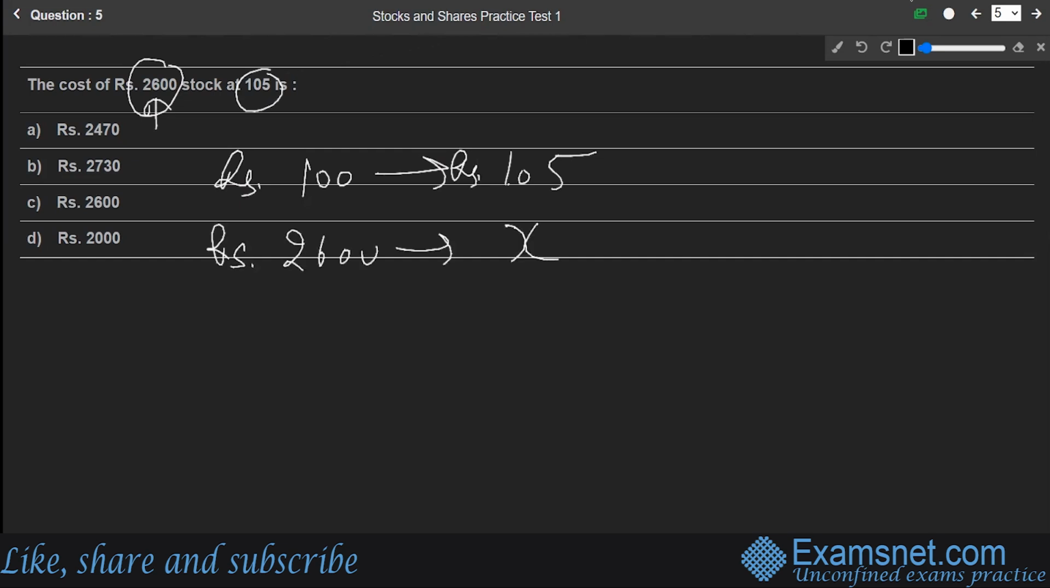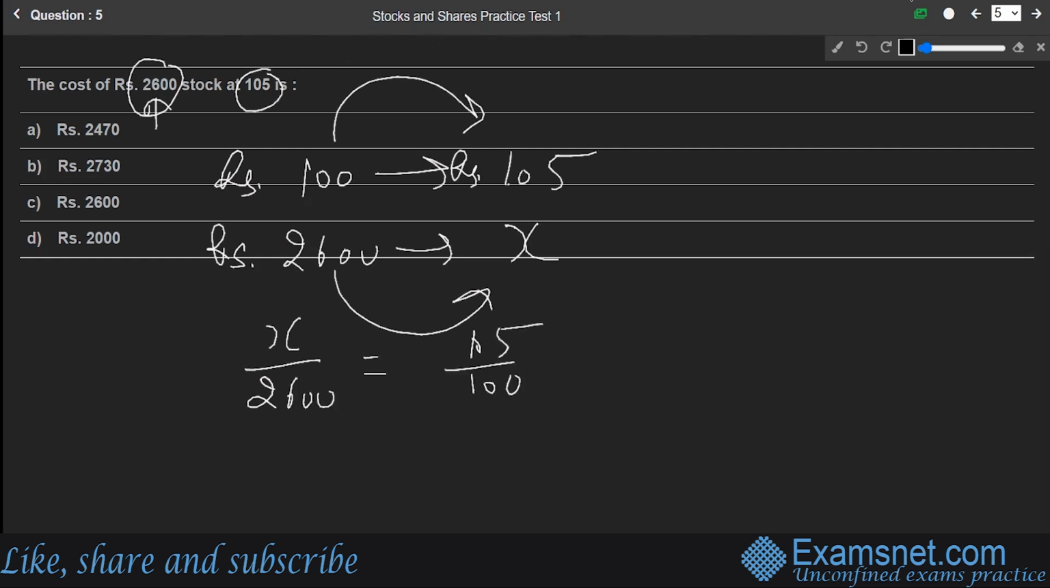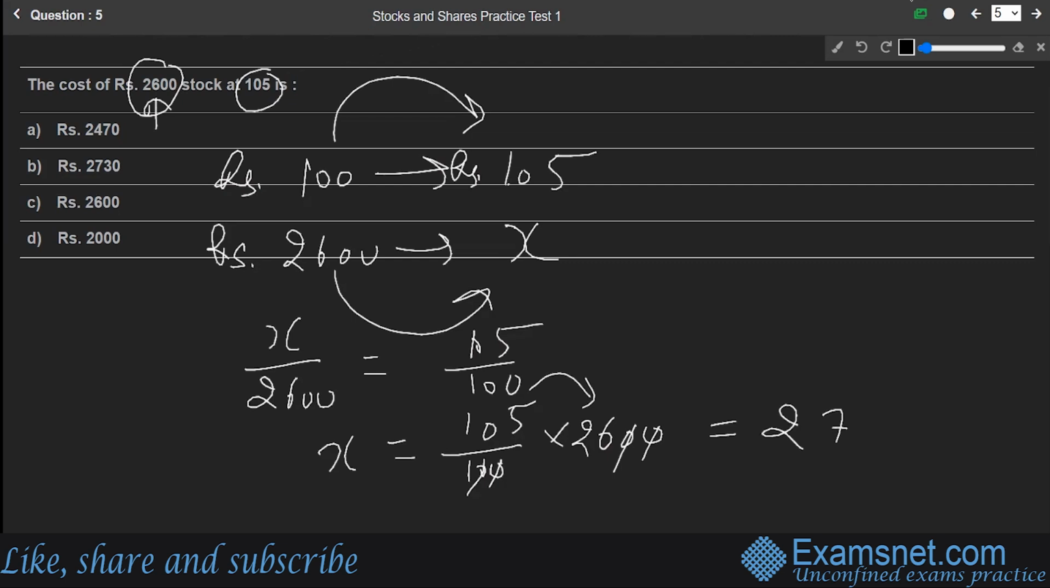That becomes the question. We can easily do it by ratio and proportion. 100 is to 105 as 2600 is to x. So we can write x by 2600 is equal to 105 by 100. So x comes out to be 105 by 100 into 2600, and if we solve this, we get the final answer. 105 into 26 comes out to be 2730. So the final cost is 2730, which is available in option number B, and that becomes the right answer.